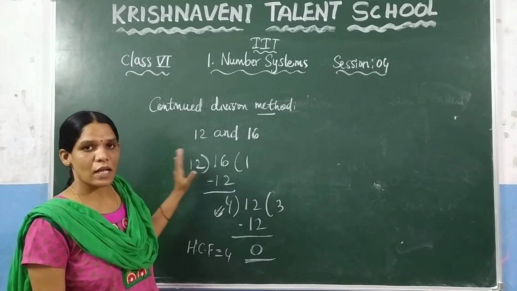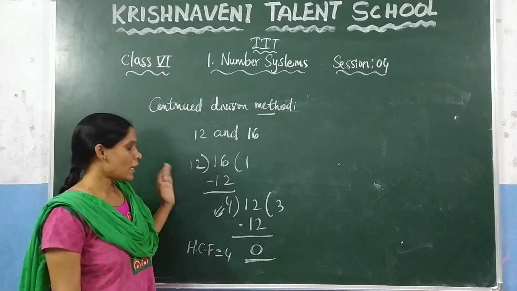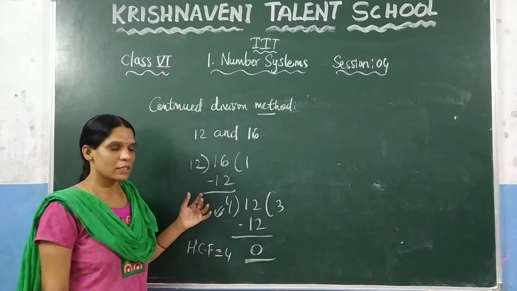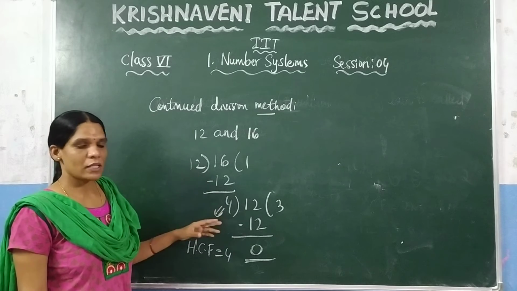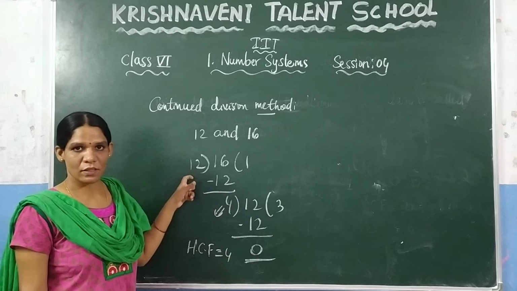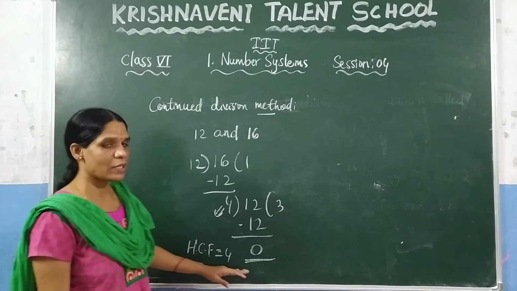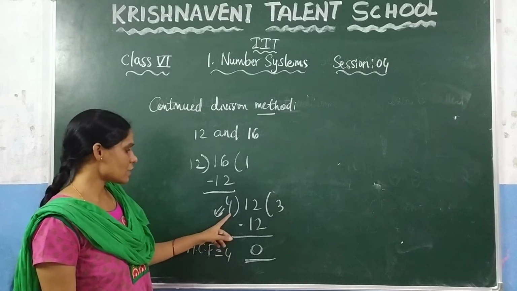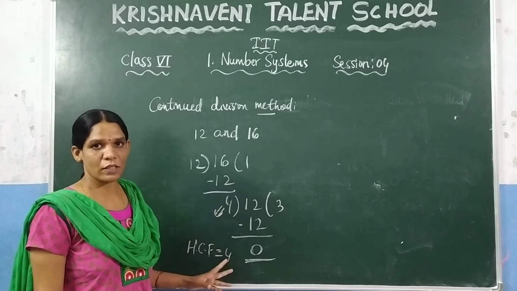You need to divide the largest number by the smallest number, and if the remainder is 0, we can say that the divisor will be the HCF. If the remainder is not 0, again you need to divide the divisor by this remainder until you get the remainder as 0, and the last divisor will be the HCF of the given numbers.